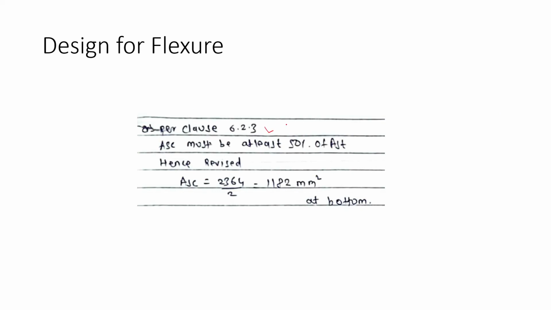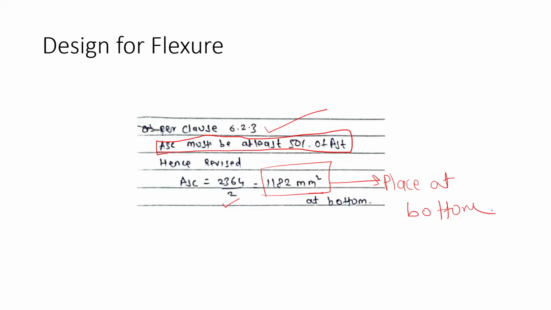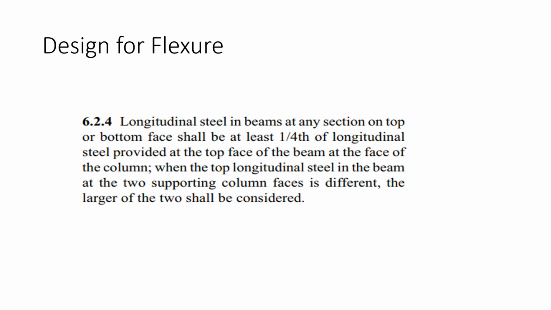So as per 6.2.3, ASC must be at least 50% of AST. Hence 2364 divided by 2. That much amount of steel we are going to place at the bottom, and that will be framing into the column. Now similarly, you can calculate for other moments also. I have shown you for one moment, the top negative. Similarly, you can calculate for the other moments also.